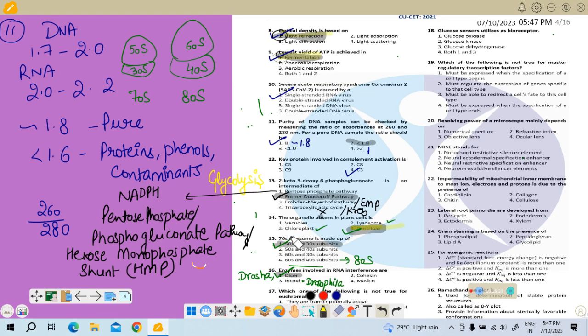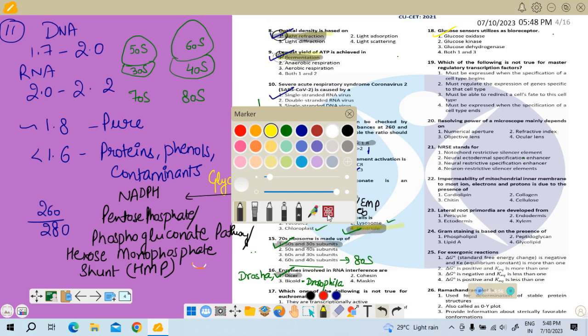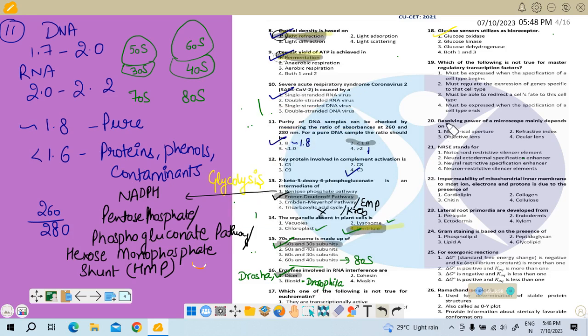Next, 18th, glucose sensors utilizes as bioreceptor: glucose oxidase, glucose kinase, glucose dehydrogenase, both 1 and 3. Utilizes as bioreceptor, this is glucose oxidase, A. Then coming to question number 20. Resolving power of a microscope mainly depends on numerical aperture, refractive index, objective lens, ocular lens.